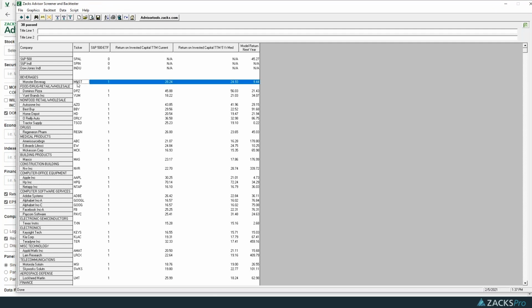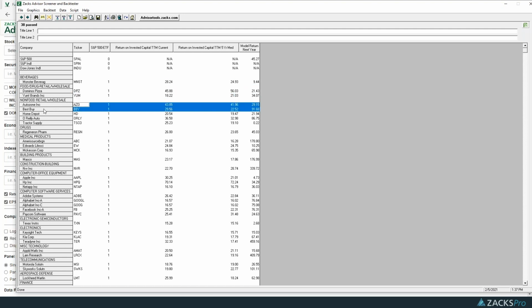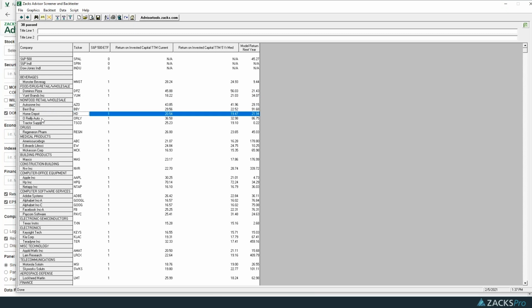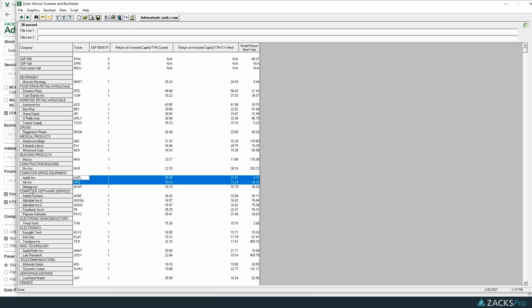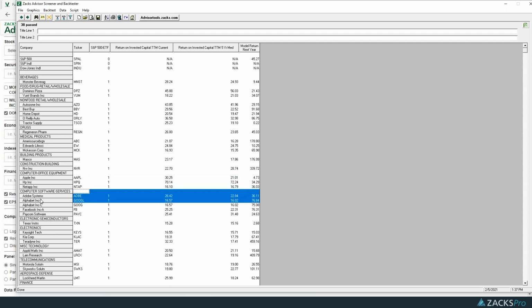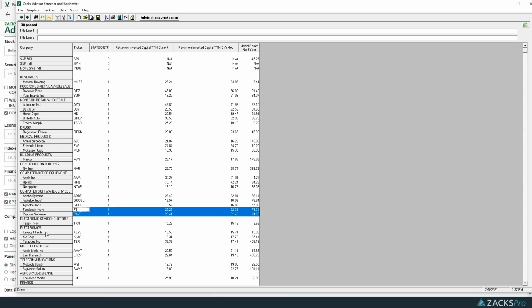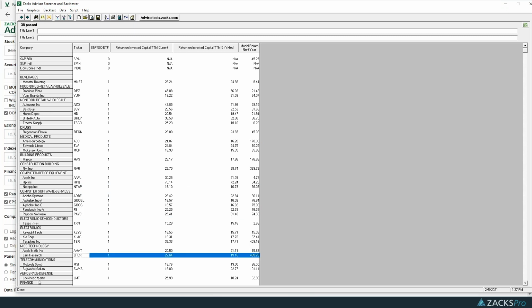And here's your Monster Beverage that's passing. Here's your Domino's Pizza that's also passing. Yum Brands is another. AutoZone and Best Buy, Home Depot, O'Reilly, Tractor Supply, AmerisourceBergen. Some really high quality companies. Apple, Adobe, Google, Facebook, Paycom. So, Lam Research is another really good one.